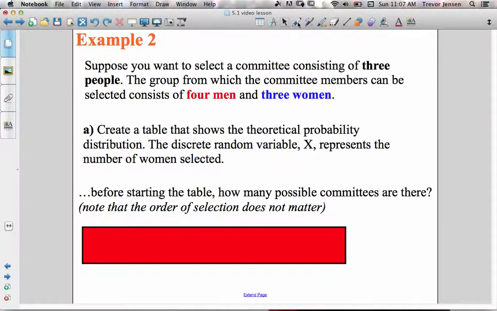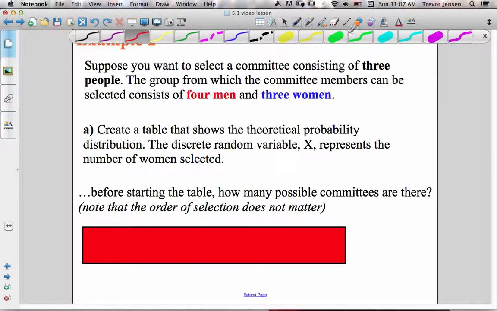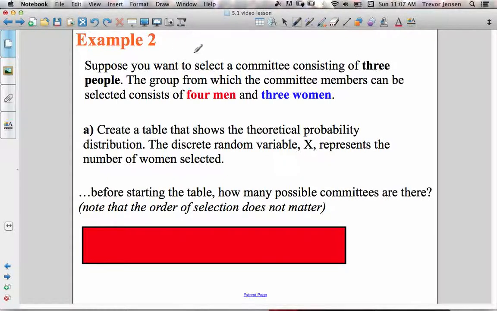So first off the bat, you might think to yourself, okay, I recognize these types of questions from our combination section last chapter, where we're forming committees from groups of people. And we are going to need to remember how to use combinations once again for this question. So we want to select a committee that has 3 people on it. The group from which the committee members can be selected consists of 4 men, so we'll do the men calculations in red, and 3 women to choose from, and the women will be in blue.